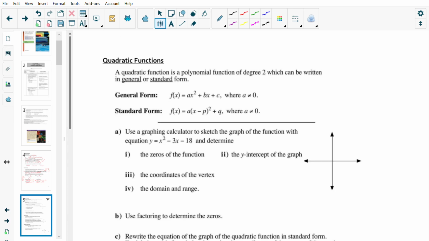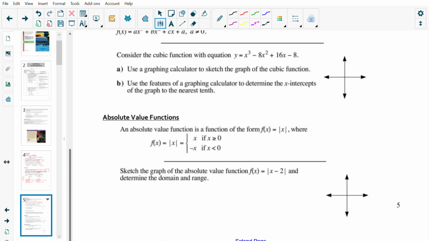Quadratic functions. A quadratic function is a polynomial function of degree 2, which can be written in general or standard form. This is what we did all of Math 20-1, we used quadratic functions a lot. General form, f of x equals ax squared plus bx plus c, where a does not equal 0. Standard form, this is your vertex form, oops, that should be a v, vertex form: a times x minus p squared plus q, where a does not equal 0.